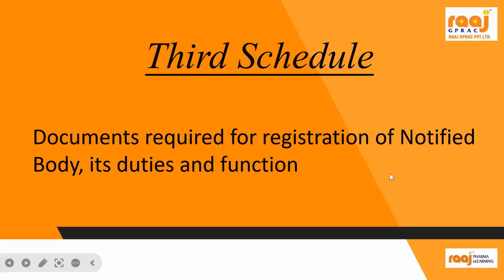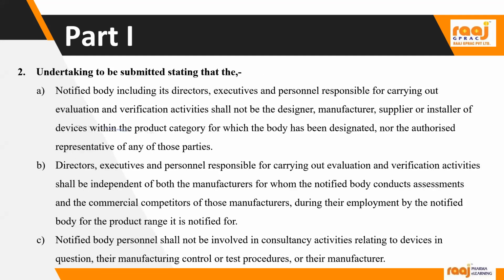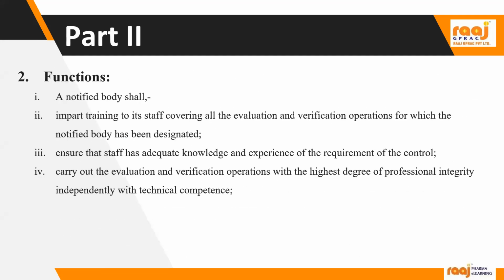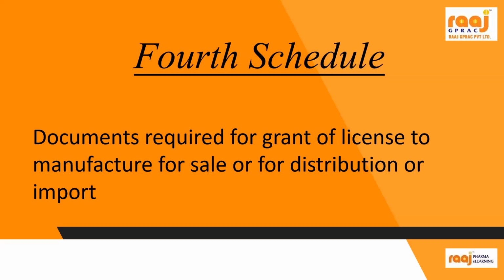Then the third schedule talks about documents required for registration of notified body and its details. We will skip this schedule, because it is not applicable in our case. They have given part 1, part 2, duties and functions of notified body, procedure for audit. Then come to the fourth schedule.